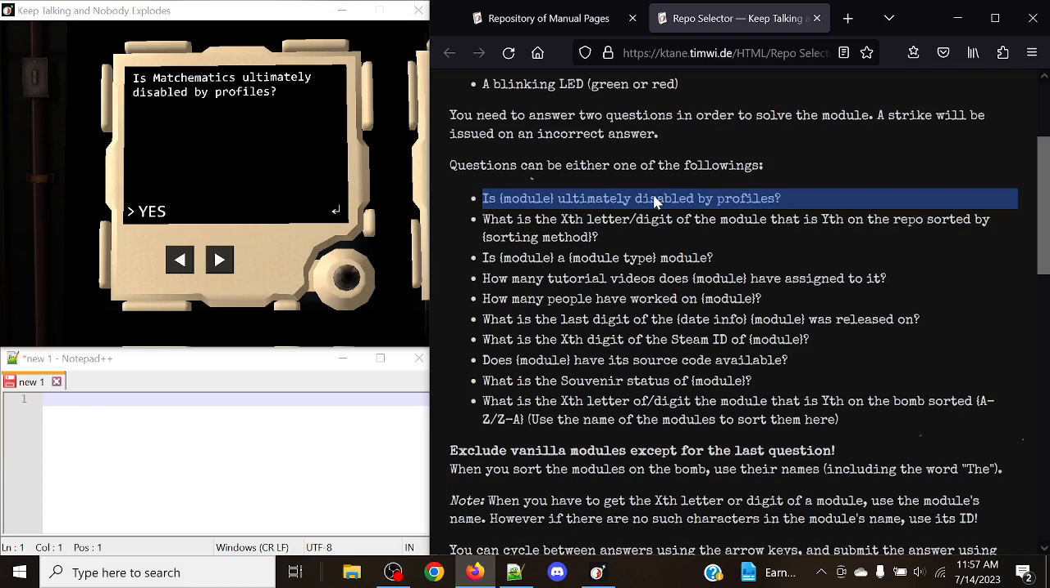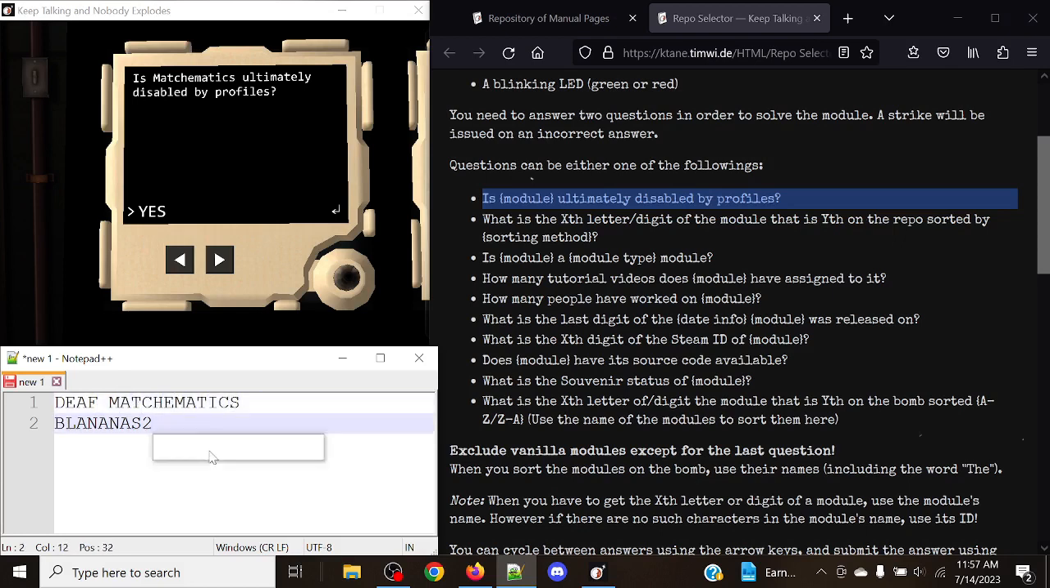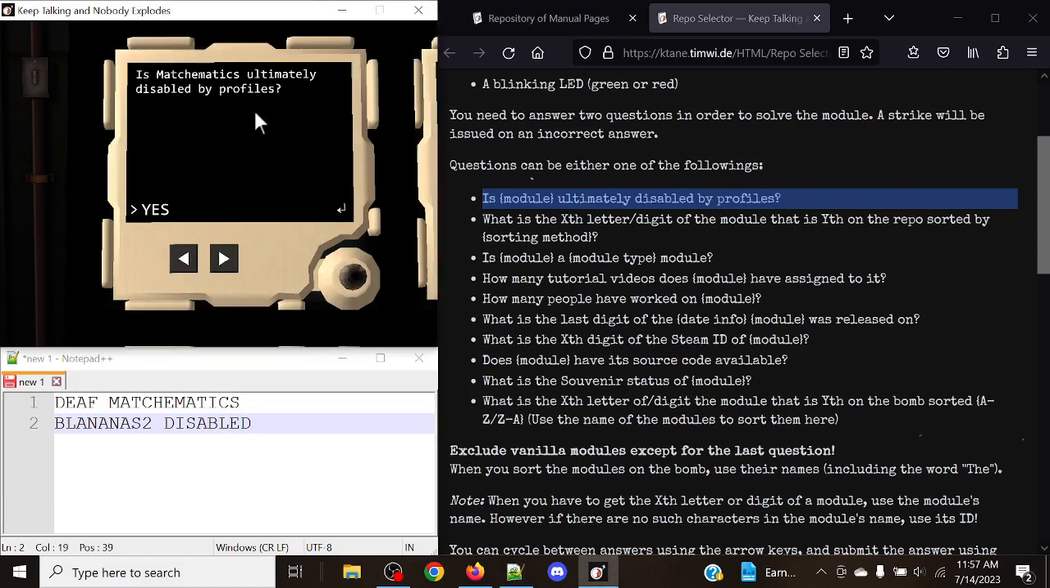So, for example, if you were doing a profile bomb with a few people, and you say, oh, I'm playing with Def, and I'm playing with Bananas too. If one of these people happens to have mathematics disabled, and one of them has mathematics enabled, I believe this rule would still be returning false, as far as I understand. If QK wants to clear this up in the comments, that'd be great. I would definitely appreciate that. But since there's at least one profile that has mathematics enabled, it would therefore not be ultimately disabled, because it still can appear.